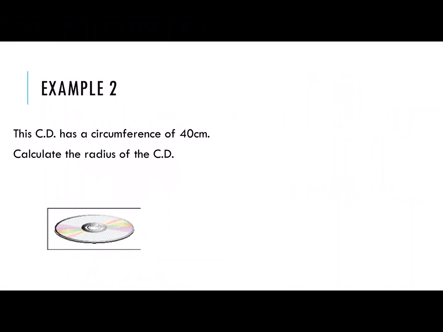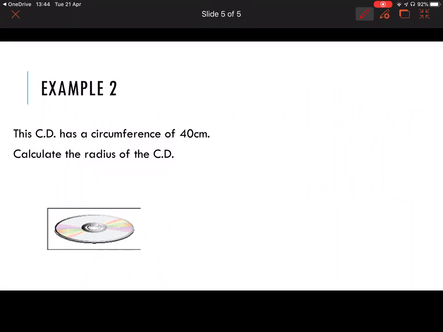So example 2 is slightly different. It says this CD has a circumference of 40 centimetres, calculate the radius of the CD. Now, we don't have a formula for calculating radius, but what we do know is that the radius is half the length of the diameter. So let's use our formula for calculating the diameter first, given the circumference, and then half our answer at the end. So let's start with d equals c divided by pi.